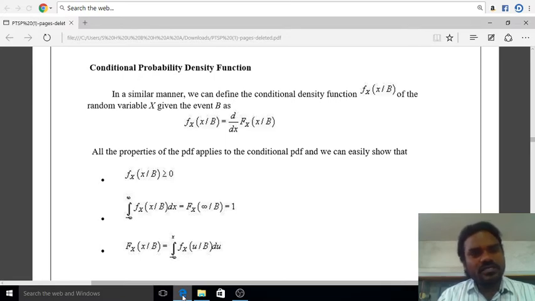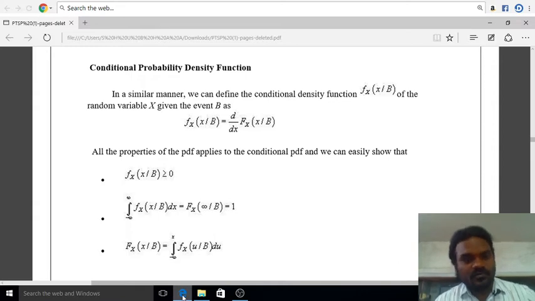In continuation to the last class, I am going to talk about the conditional probability density function, that is fx of x by b. That means the conditional probability of x given b. In the last class, I explained the formula for the conditional probability. In this class, I am going to talk about some of the properties of the probability distribution function of the conditional probability. After that, we are going to see some problems based on the conditional probability density function.